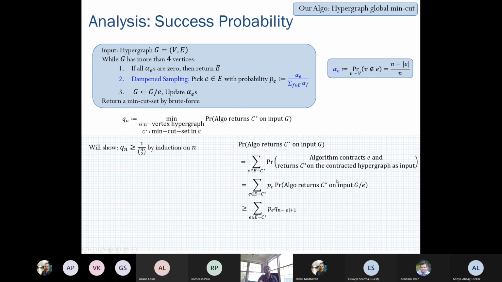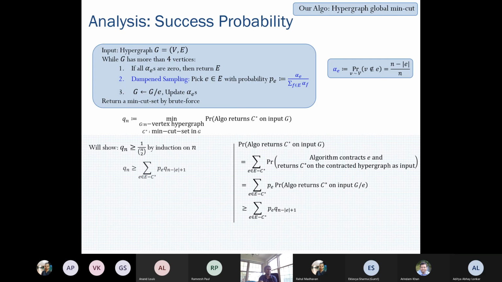So by induction, the probability that the algorithm returns C star on G contract E is at least the minimum probability of the algorithm returning a min cut set on an input hypergraph of size n minus size of E plus 1.